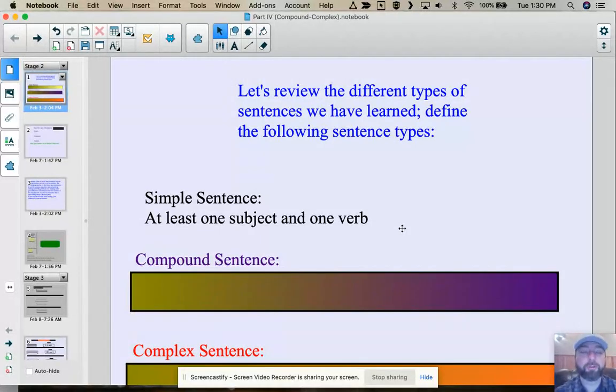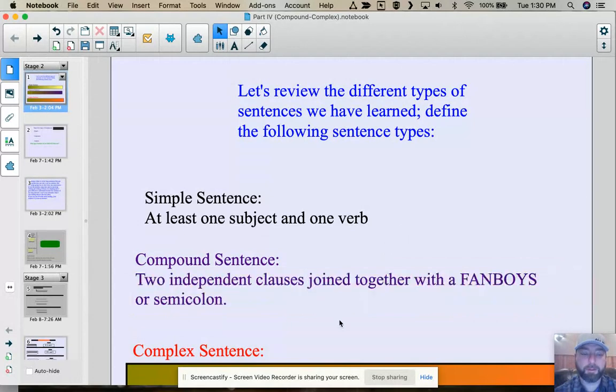Now we know from past experience that it could be SV, SSV, SVV, or SSVV. What about a compound sentence? That's right. It's two independent clauses joined together with a coordinating conjunction, aka fanboys, or a semicolon. So I, comma, CI, or I, semicolon, I.